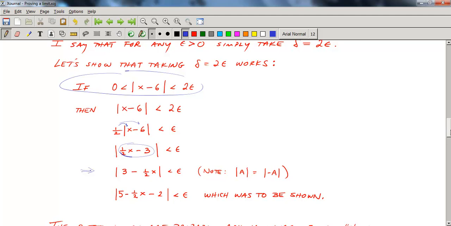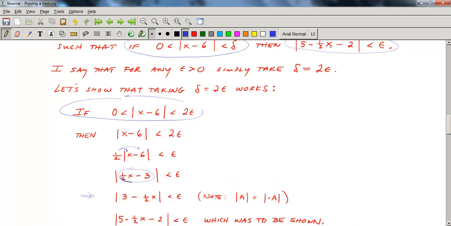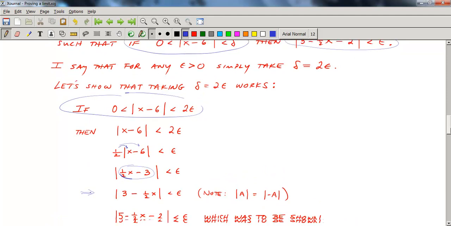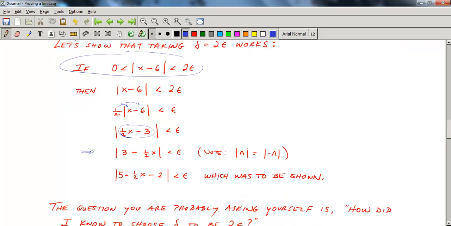Let me scroll up a little bit to show you right at the top of the screen. That's precisely what we were after. And so to draw the final statement, to end the proof, we state which was to be shown. And that's the formal end of the proof.